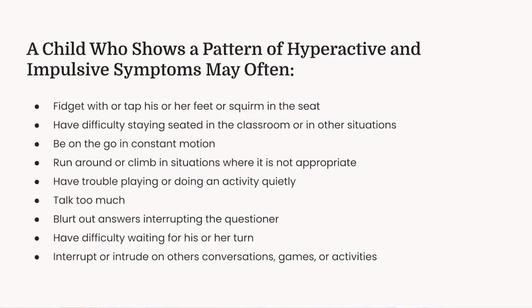A child who shows a pattern of hyperactive and impulsive symptoms may often fidget with or tap his or her hands or feet, or squirm in the seat, have difficulty staying seated in the classroom or in other situations, be on the go in constant motion, run around or climb in situations when it's not appropriate, have trouble playing or doing an activity quietly, talk too much, and blurt out answers, interrupting the questioner, have difficulty waiting for his or her turn, interrupt or intrude on others' conversations, games, or activities. So those are the symptoms of hyperactivity.